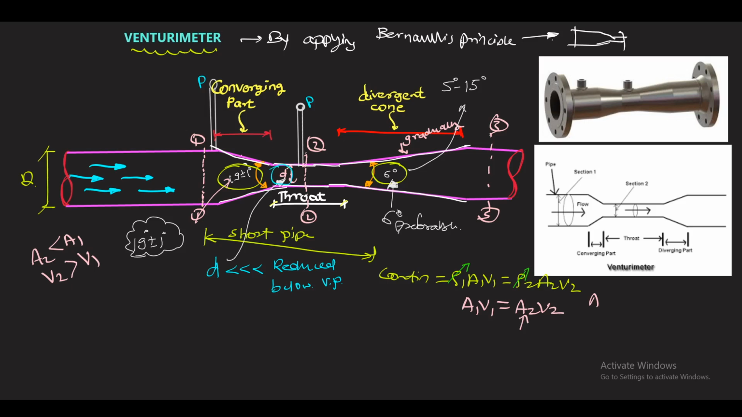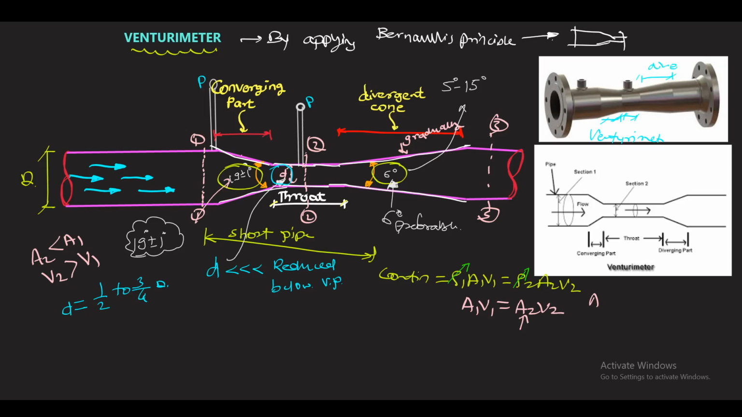So what is the limit of the d? The limit of d is generally given as 1/2 to 3/4 of the capital D. So this small diameter d should be 1/2 to 3/4 of this capital D. Now here I have taken the image of the venturimeter. Here you can clearly see the convergent part, this is the throat, and this one is the divergent part.